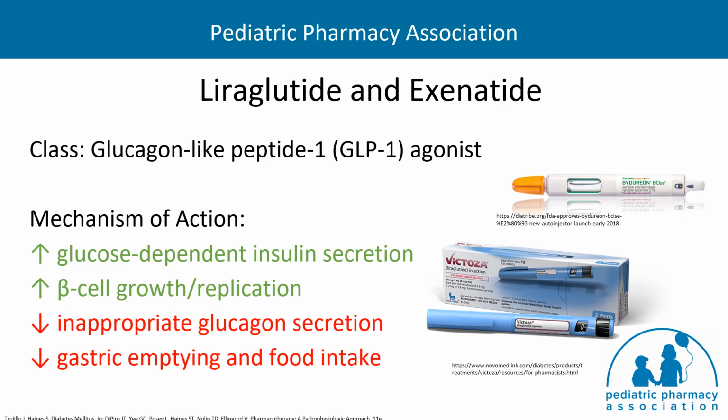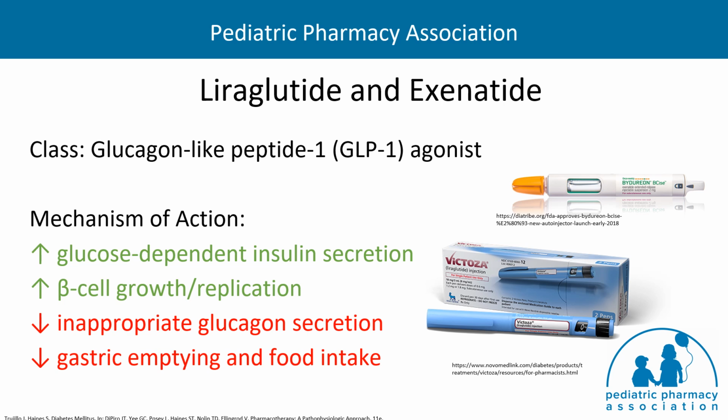We do have 2 additional agents that have received an FDA approved labeled indication for type 2 diabetes mellitus in patients 10 years of age and above. These are liraglutide and exenatide. These 2 agents are glucagon-like peptide 1 agonists, or GLP-1 agonists, and they mimic the action of the endogenous peptide, GLP-1, to promote insulin secretion in response to glucose.